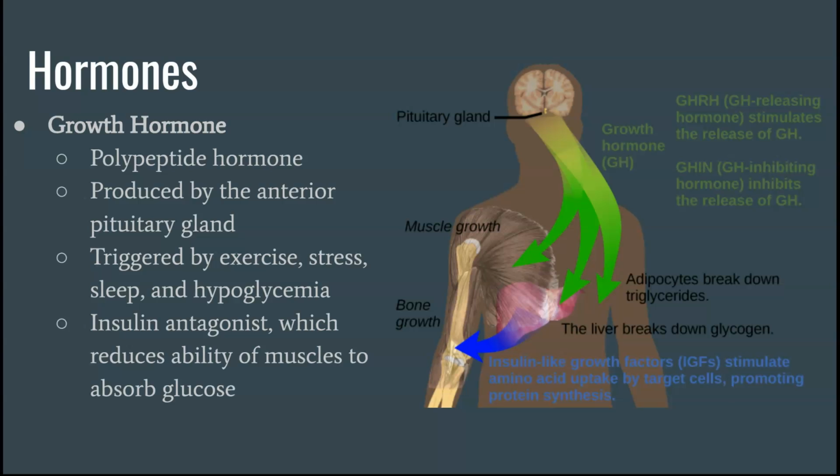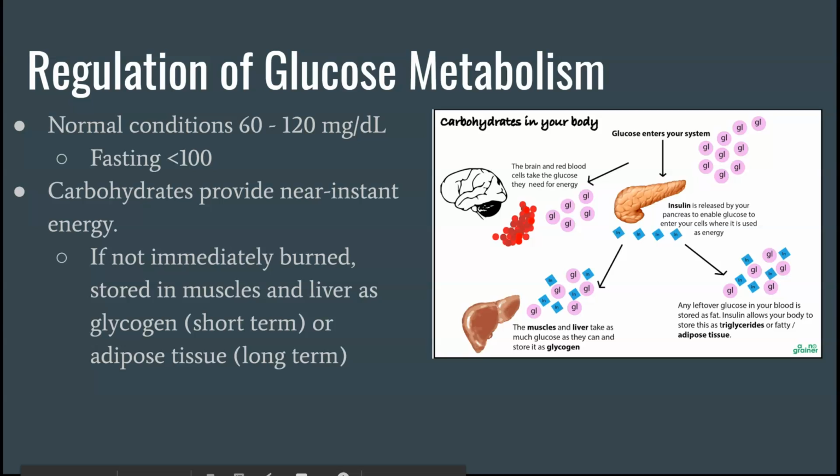The problem with growth hormone is it doesn't really allow the muscles to absorb the glucose because it is a direct antagonist of insulin. So you have all of these higher levels of sugar, despite the body really trying to put it away, essentially.